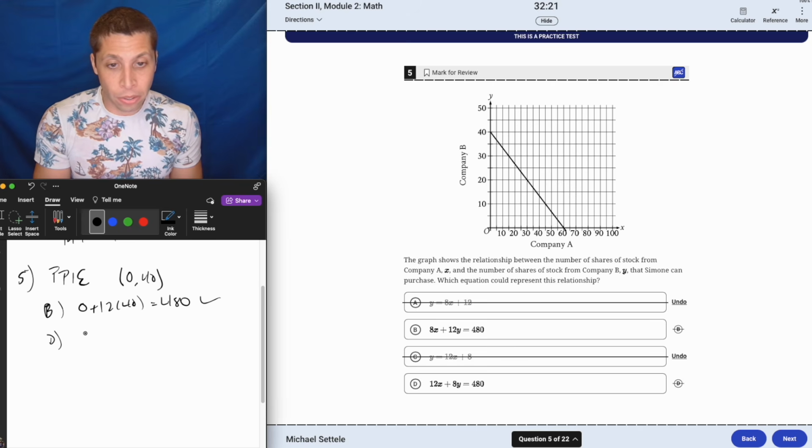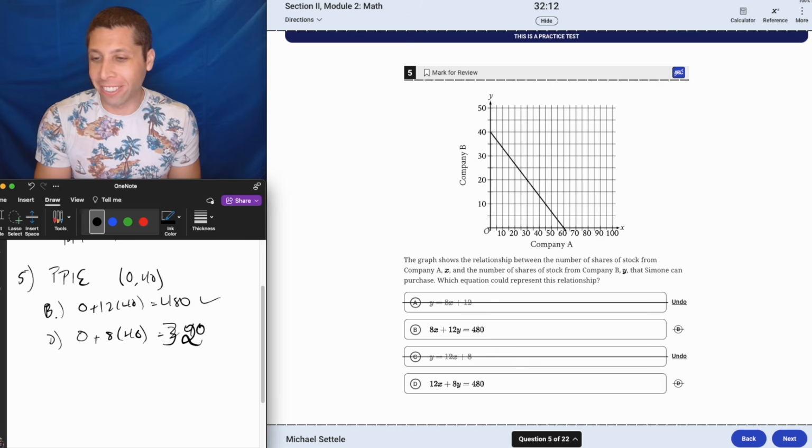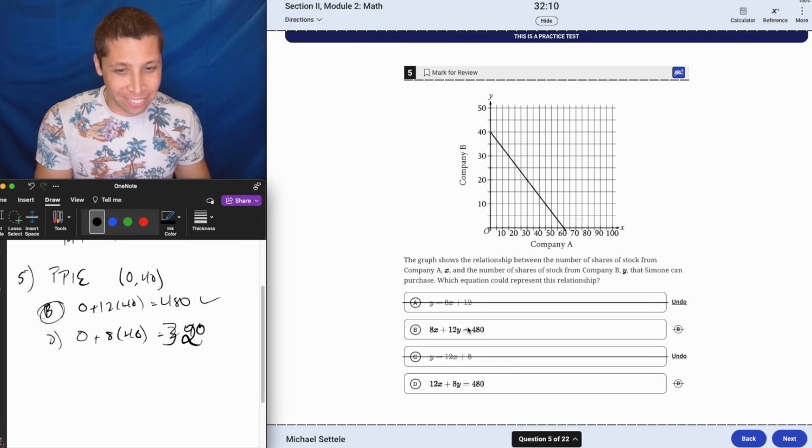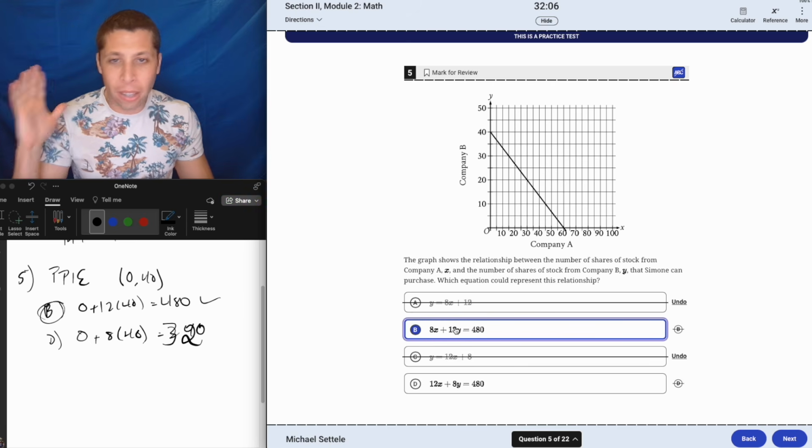D, the 0 goes in for the x, right? So 0 plus 8 times 40, well, that's 240. No, 320. I'm going to need that calculator today, I can tell, for this. Okay, so yeah, there's no reason to rearrange this to y equals mx plus b. Always plug points in equations.